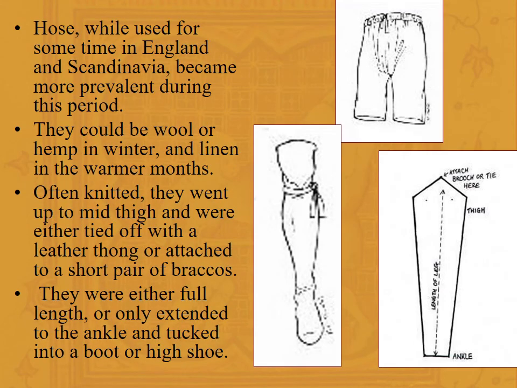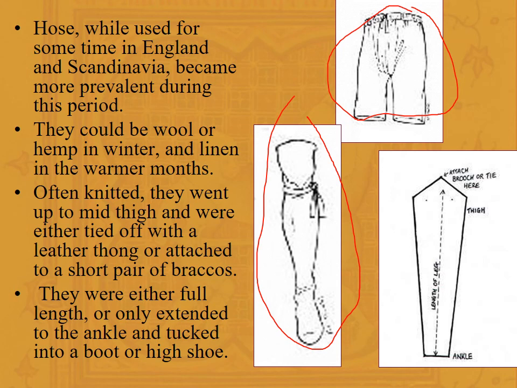Hose became very important. I know these pictures aren't very good. I've got to get some new ones. In England and Scandinavia, because it's pretty cold there. Wool or hemp in winter, linen in the warmer months. Often they were just kind of like a long sock, not like pantyhose, but like hose you can see here in the lower left side, where they were just held up with garters. Often knitted, they went to about mid-thigh. Sometimes they only went to the ankle and tucked into a boot or high shoe. And you can see they would also be tied off. These look like boxer briefs, these short braies, where you would tie the hose to the braies as well.